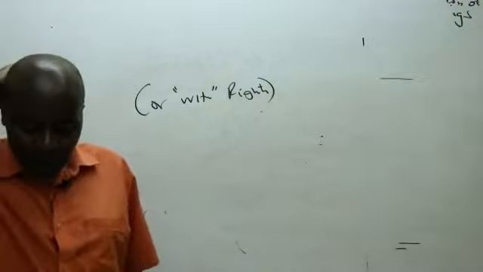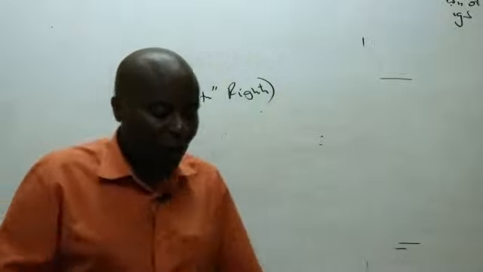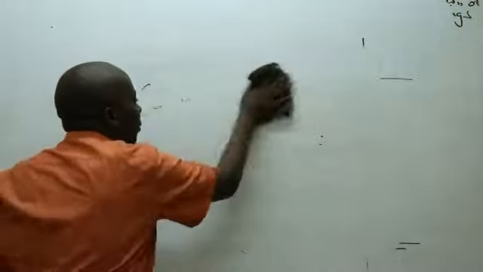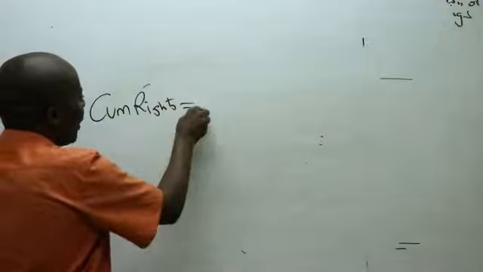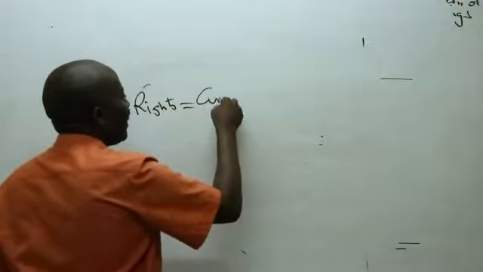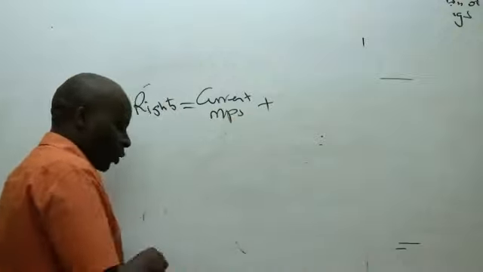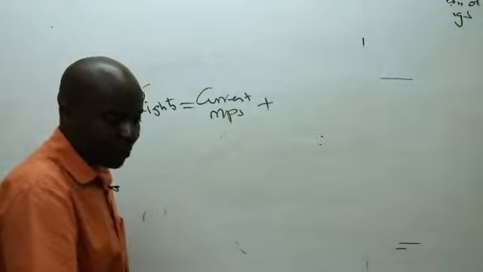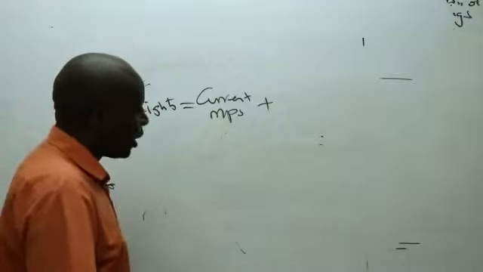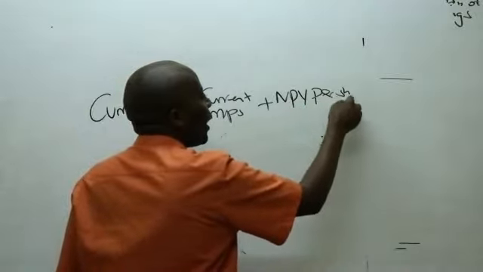So the most important thing is, how do we calculate the CAM rights price? That is quite a simple thing. To get the CAM rights price, ladies and gentlemen, we normally take the current market price per share plus, of course, when I invest my money, this money will be taken to some projects. And we expect these projects to yield what we call NPV. So plus net present value per share.